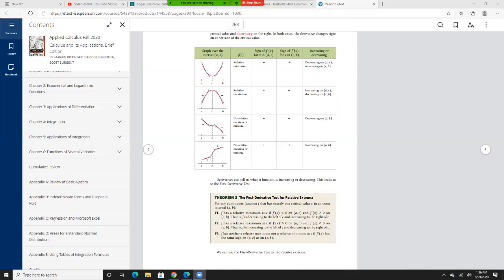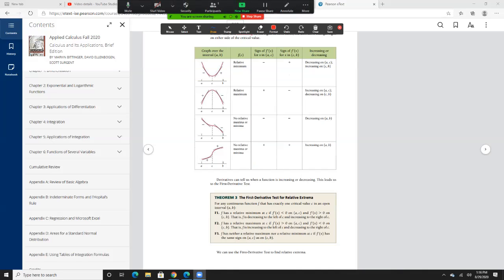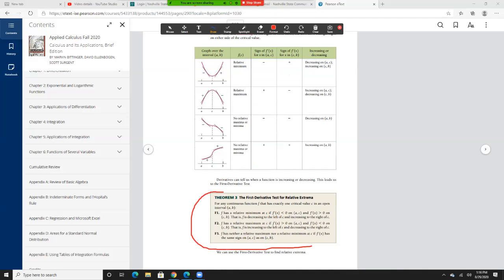And finally, we get to theorem 3. This is what we have worked our way up to. Theorem 3 is the first derivative test for relative extrema. The first derivative test is very powerful because it will help you root out where the graph reaches maximum and minimum values or undefined values.